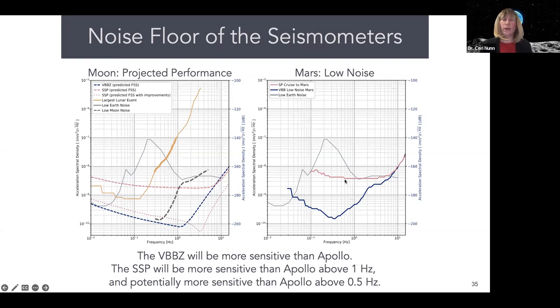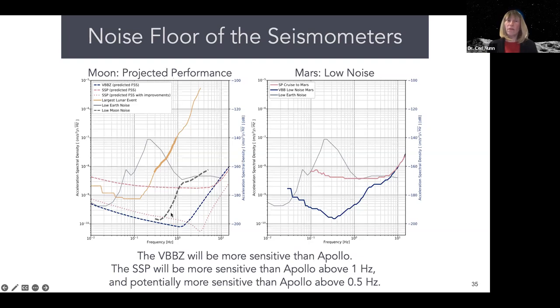So for comparison, if we look at what these instruments are doing on Mars, this is a low noise floor for the VBB instrument sitting on Mars. And this is from cruise, which is when the seismometer was traveling to Mars. This was the lowest noise that we managed to record on the SP instrument. So we hope that the VBBZ will be more sensitive than Apollo, and that the SSP, in theory, should be more sensitive than Apollo above 1 hertz. So that's this line. And then potentially, if we can make some more improvements, we can bring it down even further, and it should be more sensitive than Apollo above 0.5 hertz.